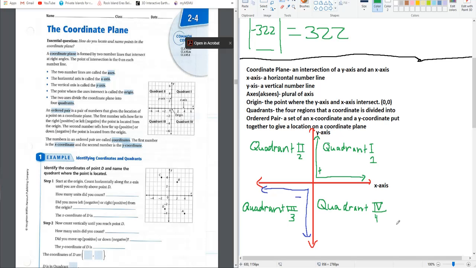So if I say, give me an ordered pair in quadrant 1, you literally can pick any point up in here. Quadrant 3, any point down here. Quadrant 4, any point here. Quadrant 2, any point here.